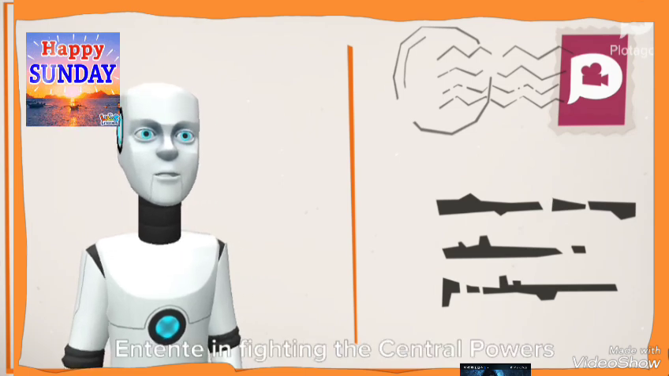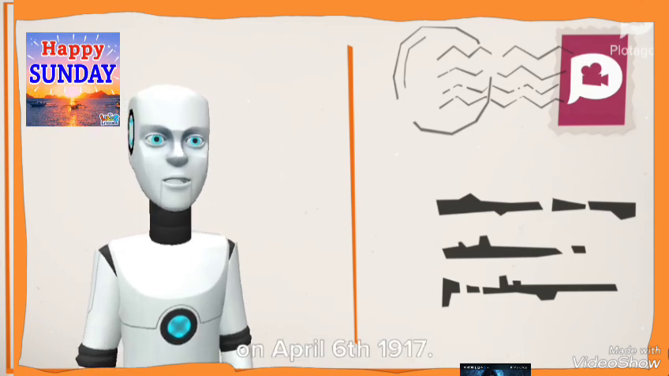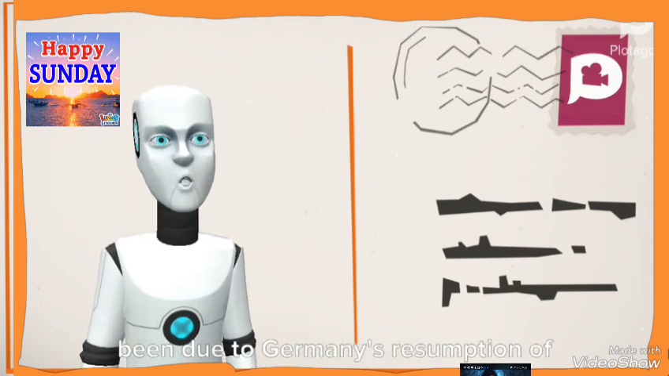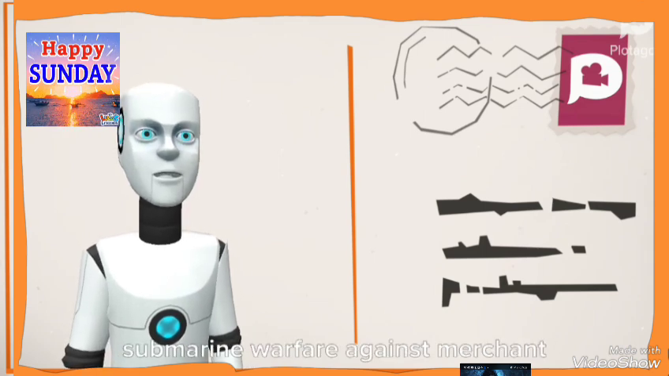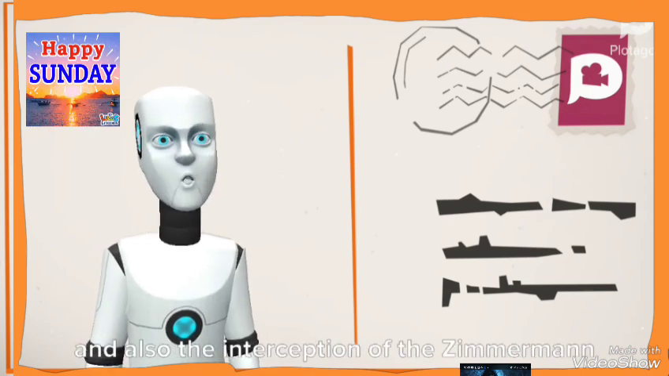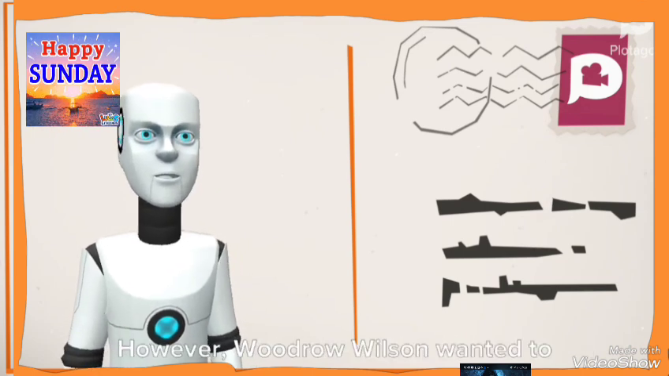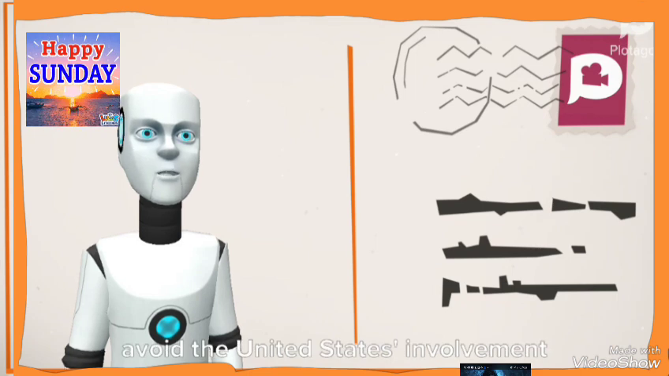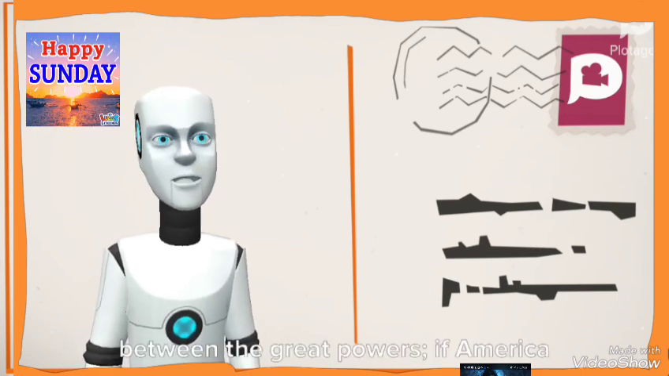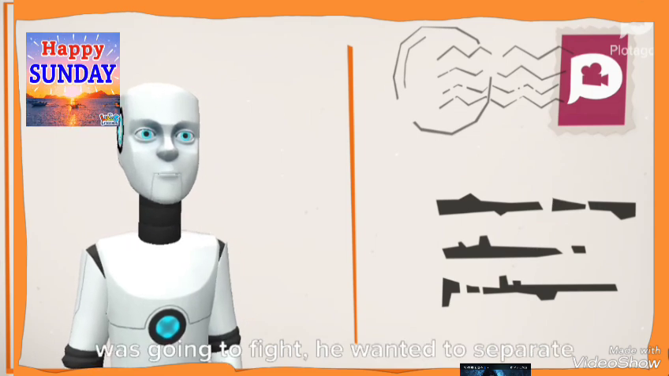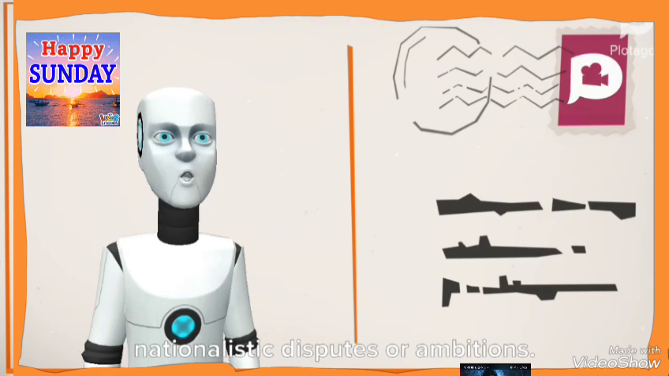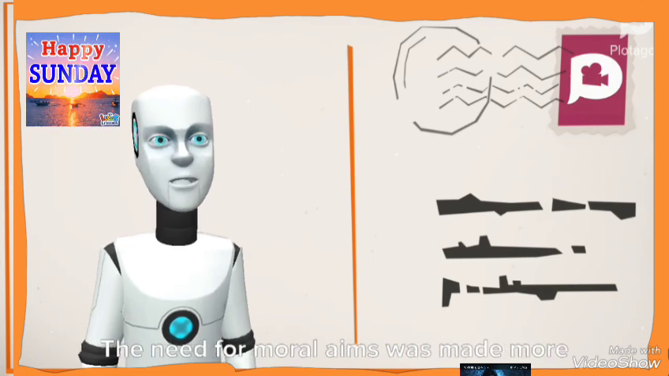The United States had joined the Triple Entente in fighting the Central Powers on April 6, 1917. Its entry in the war had in part been due to Germany's resumption of submarine warfare against merchant ships trading with France and Britain, and also the interception of the Zimmermann telegram. However, Woodrow Wilson wanted to avoid the United States' involvement in the long-standing European tensions between the great powers. If America was going to fight, he wanted to separate that participation in the war from nationalistic disputes or ambitions.